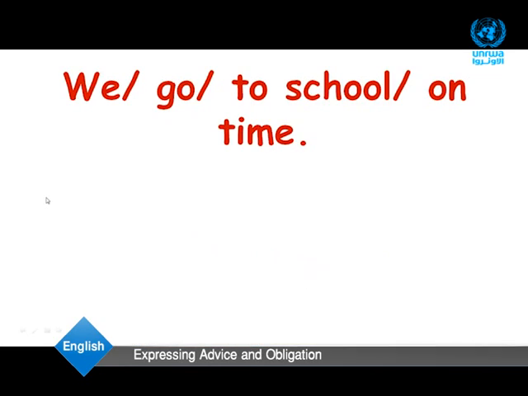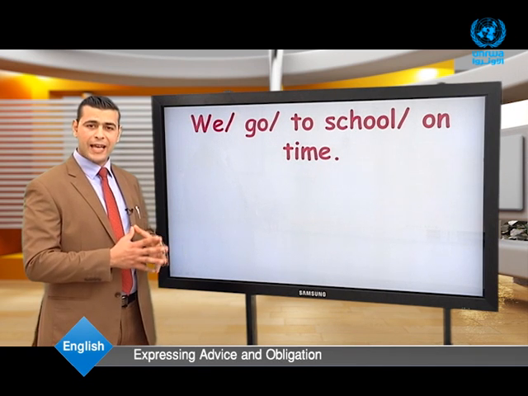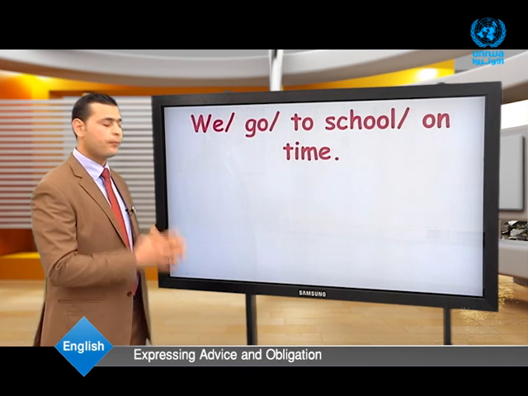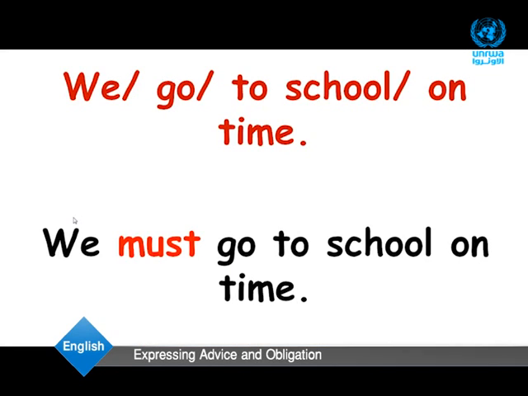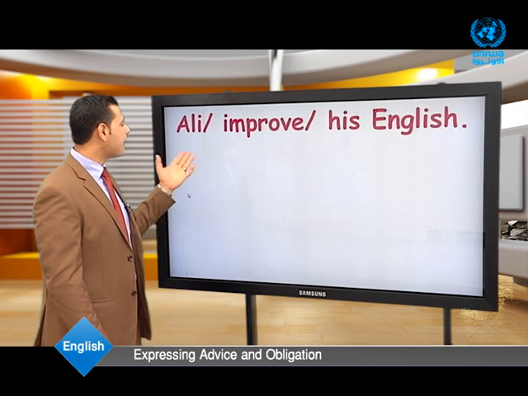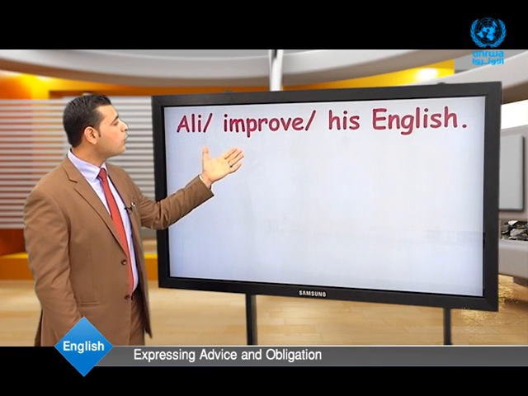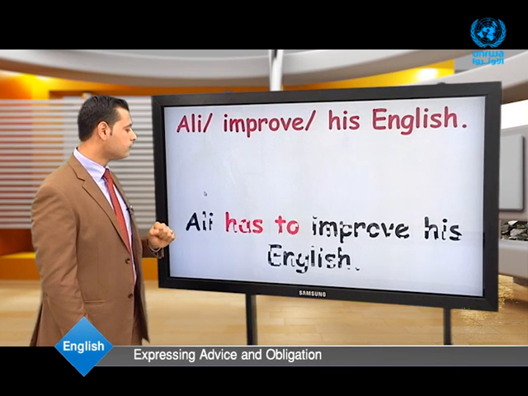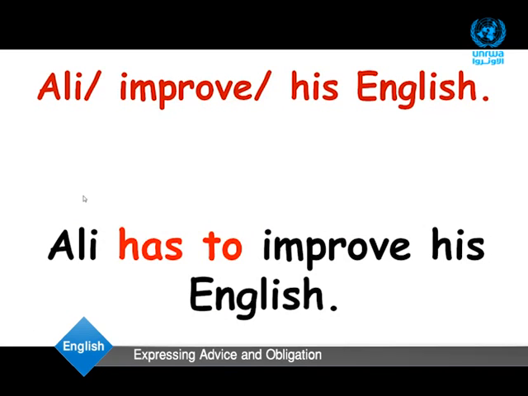We go to school on time. Must we go to school on time? Of course, we must go to school on time. So in this sentence, we must go to school on time. Now, dear students, let's have the last sentence. Ali improve his English. Let's look here. Ali has to improve his English.